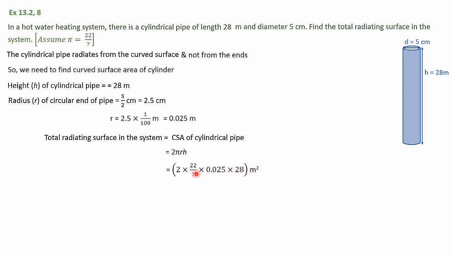Now we can cancel this 7 and 28. Easy to divide. That is 7 4s are 28. Now 2 into 22, 44 into 4 into 0.025. When you multiply these four quantities, you should get 4.4 meter square. Once again, I repeat, please do not copy, do the multiplication and verify that you are getting this answer. So the total radiating surface in the system is 4.4 meter square.